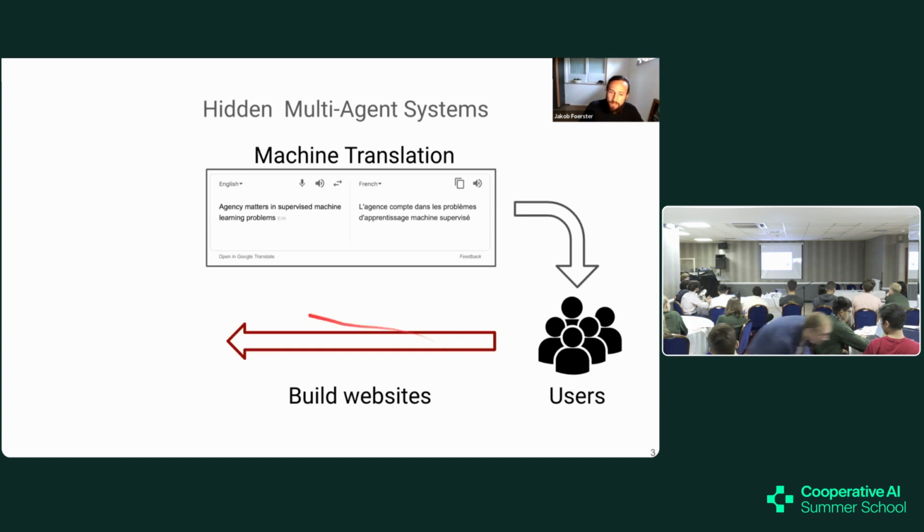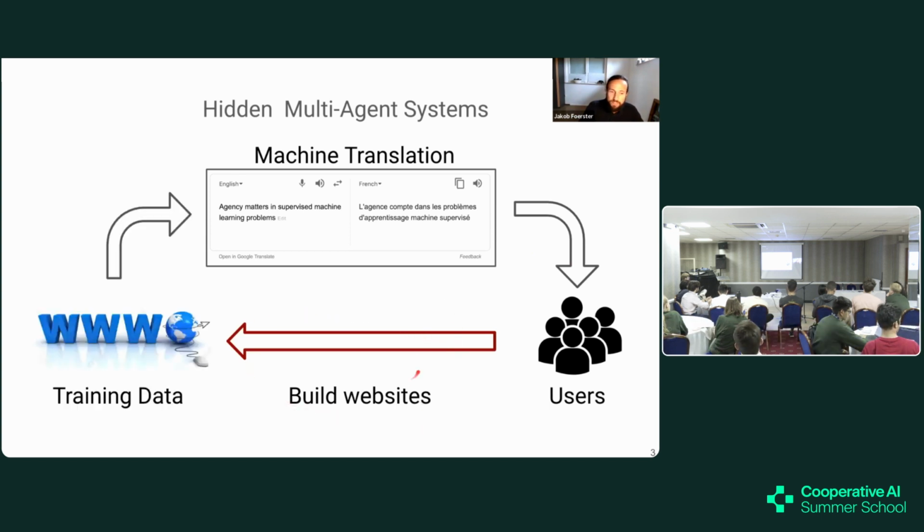That is that these users might just go and build websites and translate these websites using our machine translation algorithm, which then goes into our training data. And immediately our decisions interact with the behavior of users, which then change our future training data, showing one of these canonical loops that come up.